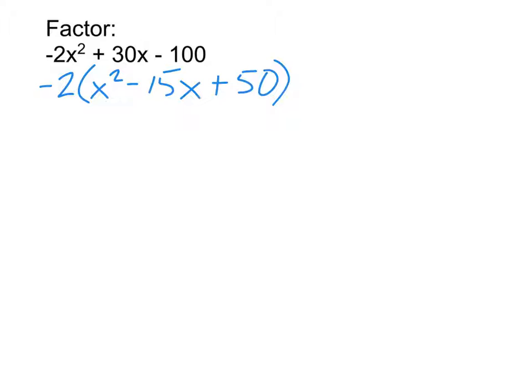Now having done that though, I'm not done. The -2 is out front, but I can now break this up into the two sets of parentheses. So we now say what two numbers add to -15 and multiply to 50. Well, I made them nice, easy numbers to do without the calculator, right? So we end up with -5 and -10 there.